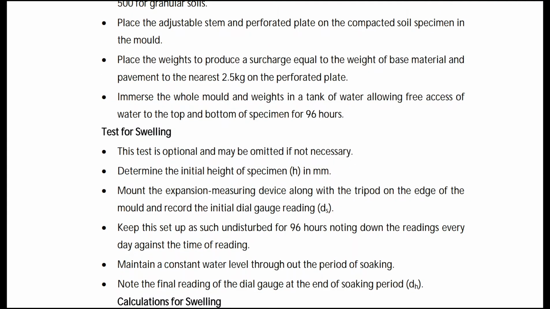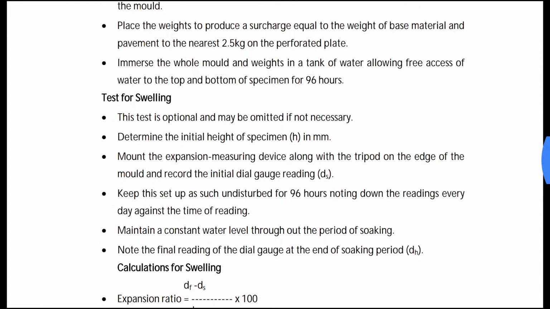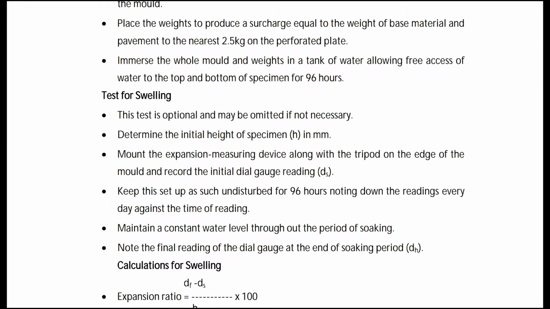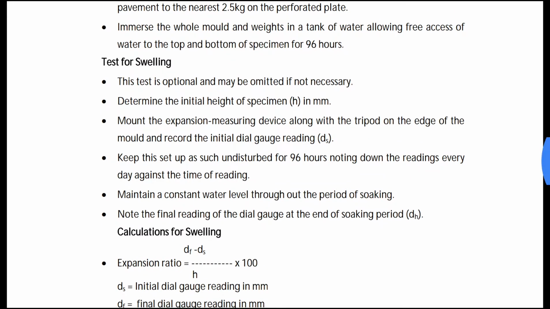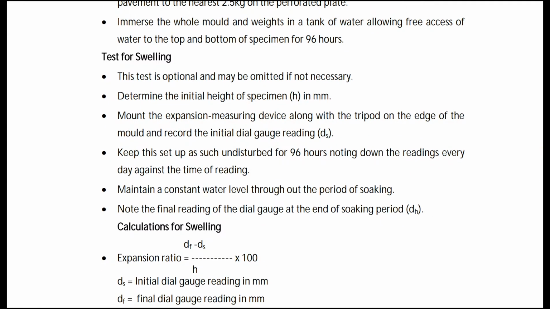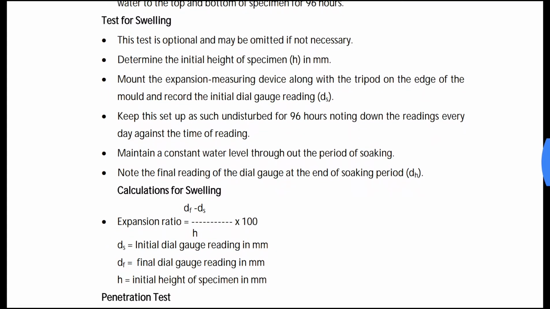Place the adjustable stem and perforated plate on the compacted soil specimen in the mold. Place weights to produce a surcharge equal to the weight of the base material and pavement to the nearest 2.5 kg on the perforated plate. Immerse the whole mold and weights in a tank of water, allowing free access of water to the top and the bottom of the specimen. Test for swelling.